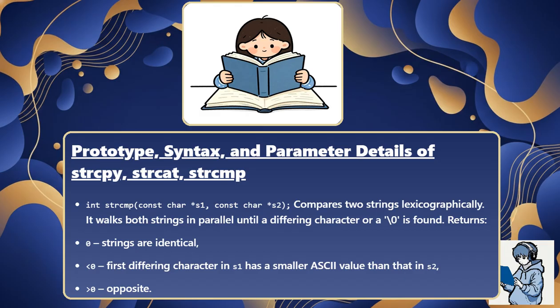int strcmp takes two constant char pointers, s1 and s2. It compares two strings lexicographically. It walks both strings in parallel until a differing character or a null is found. Returns 0 if strings are identical, a negative value if the first differing character in s1 has a smaller ASCII value than that in s2, and a positive value otherwise.